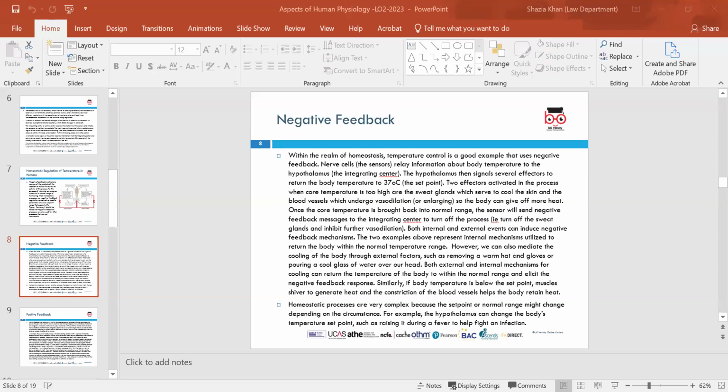Another example could be the main example, obviously, the element of sweating, where the temperature reaches the normal range as well.